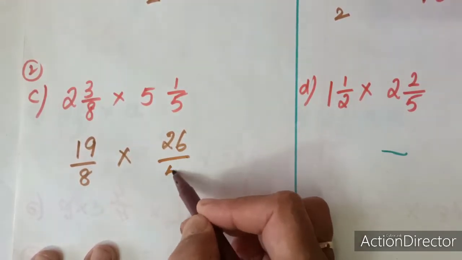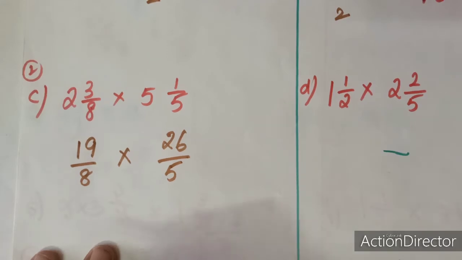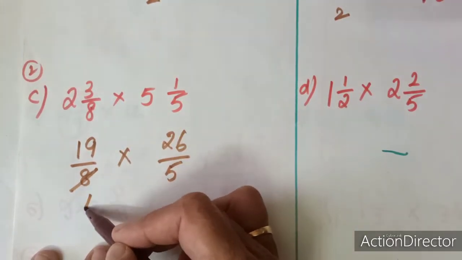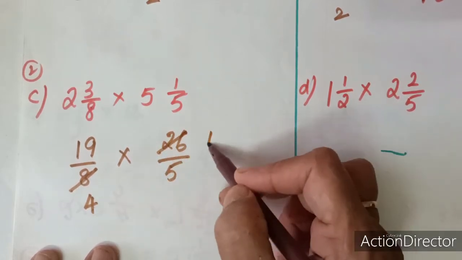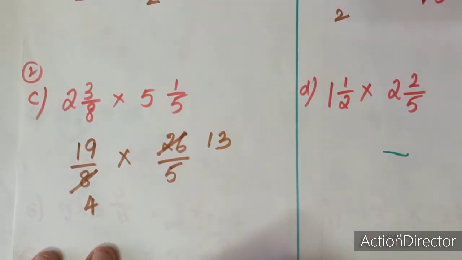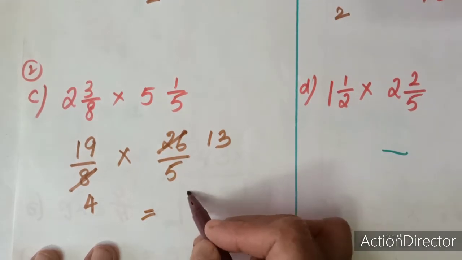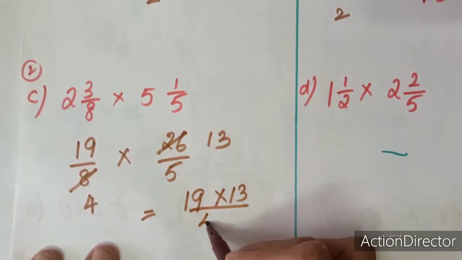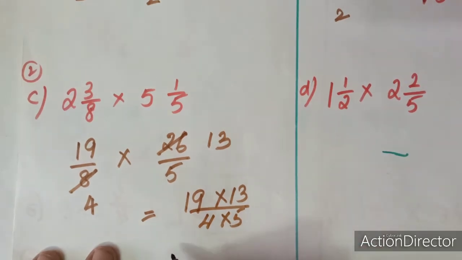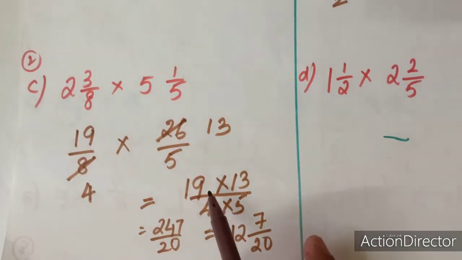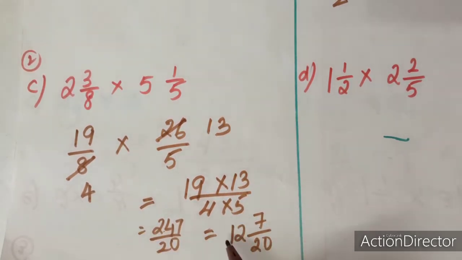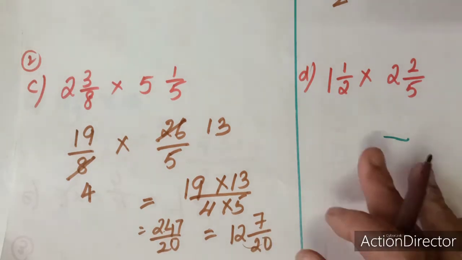Now let us check whether the numbers are getting cancelled. So this is 8, 4 2s are 8, and this is 13 2s are 26. So now there is nothing to be cancelled. So I will write 19 into 13 upon 4 into 5, which is equal to 247 upon 20, which can be further written as a mixed fraction as 12 7 upon 20. So let us move on to the next sum.